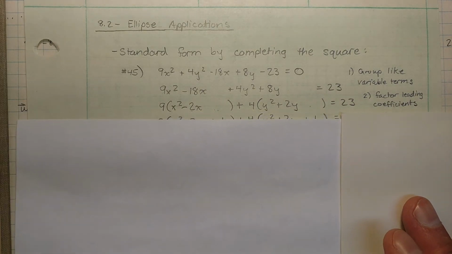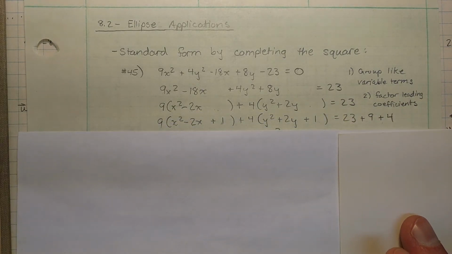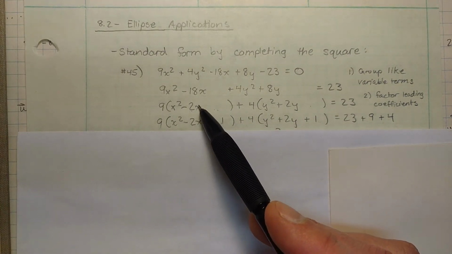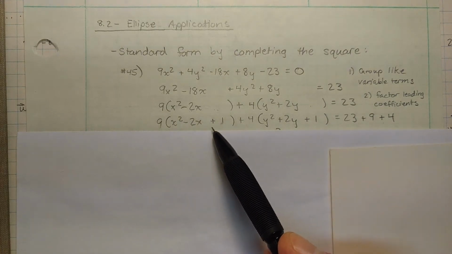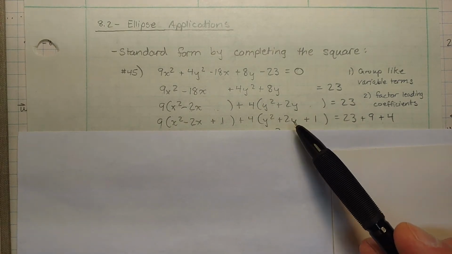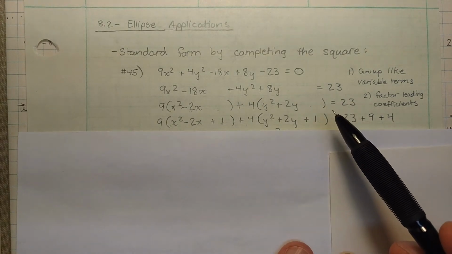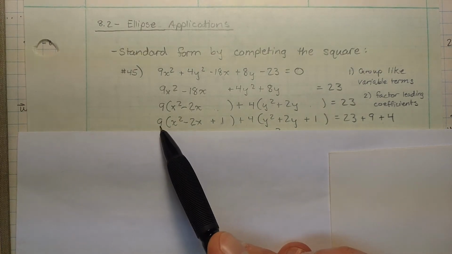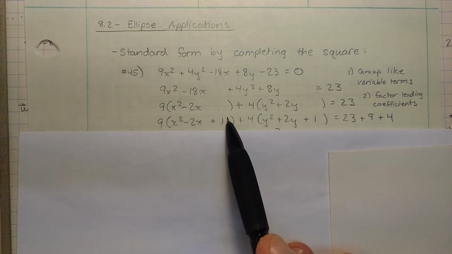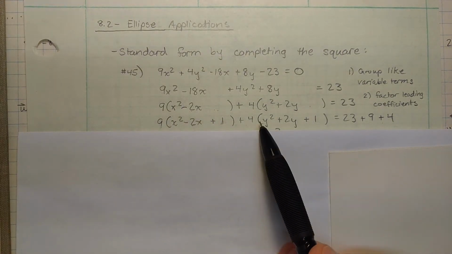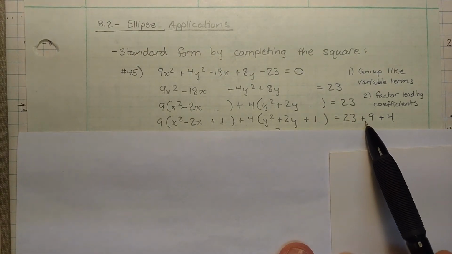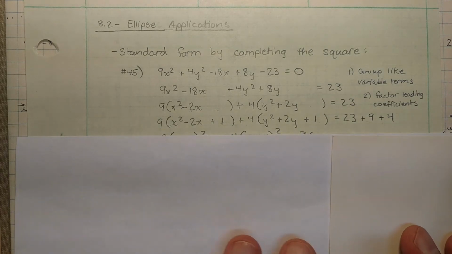Next step is now we will actually complete the square. So I take half of the -2, which is -1, square it. -1 times -1 is +1. Put the +1 in. Take half of this 2, which is 1, square it, put the +1. Now, since this is all inside the parentheses multiplied by 9, I've really added 9 to this left side. And when I put this 1 in here, since it's multiplied by 4, I've really added 4 to this left side. So I also have to add a 9 and a 4 to the right side.